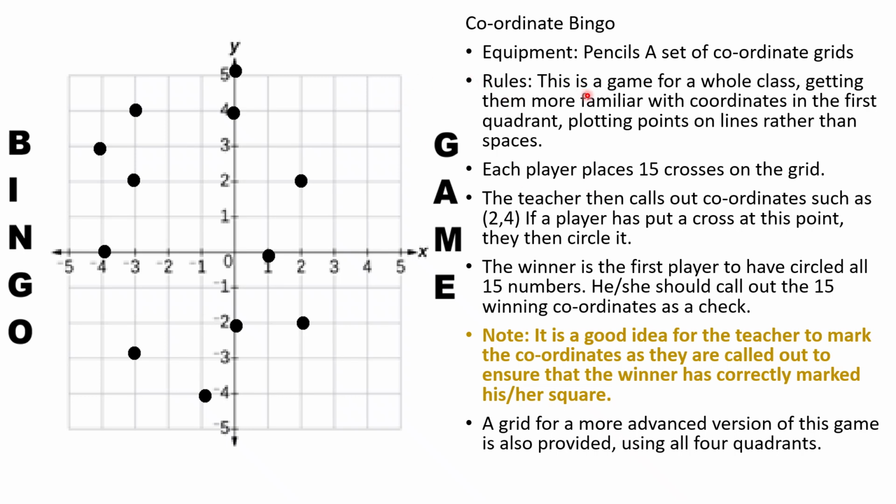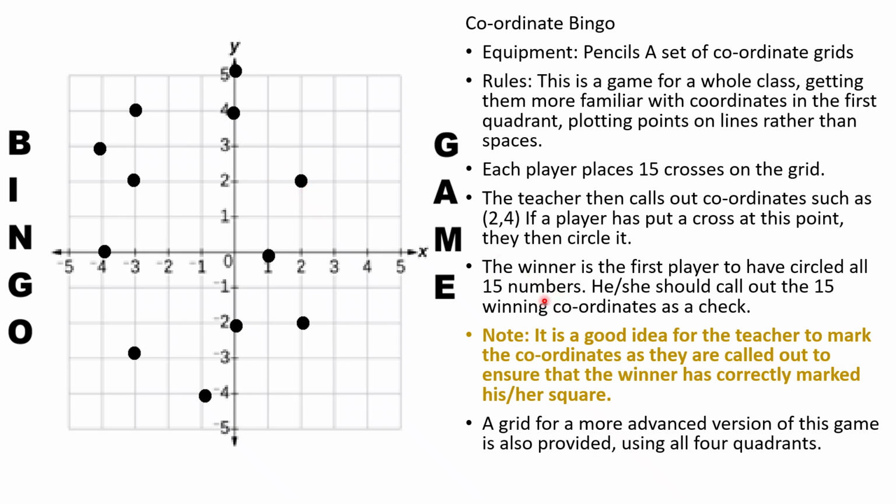So first rule is, this is a game for the entire class. More familiar with coordinates in first quadrant, plotting the point on lines rather than spaces. So each player places 15 crosses on the grid. So the teacher starts with the coordinate as 2, 4. So they have to cross and mark a box. So that's why I told you the teachers are supposed to make the proper graph work as an activity before it starts, so that you can easily check who's the winner for this game.